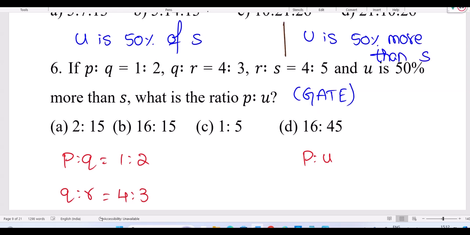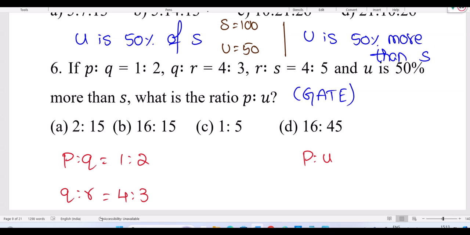As per the first one, if suppose S is 100, then U should be 50. 50% means half. If the sentence is U is 50% of S, and S is 100, U should be 50, half of that. If S is 60, U should be 30 as per the first one, half, 50%.